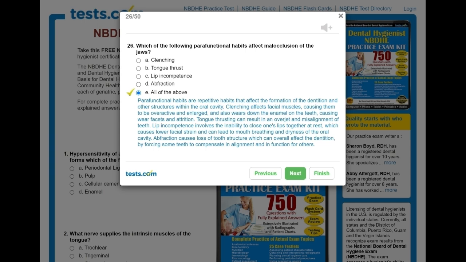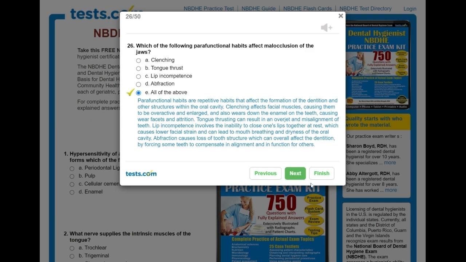Tongue thrusting can result in an overjet and misalignment of teeth. Lip incompetence involves the inability to close one's lips together at rest, which causes lower facial strain and can lead to mouth breathing and dryness of the oral cavity. Abfraction causes loss of tooth structure, which can overall affect the dentition by forcing some teeth to compensate in alignment and in function for others.